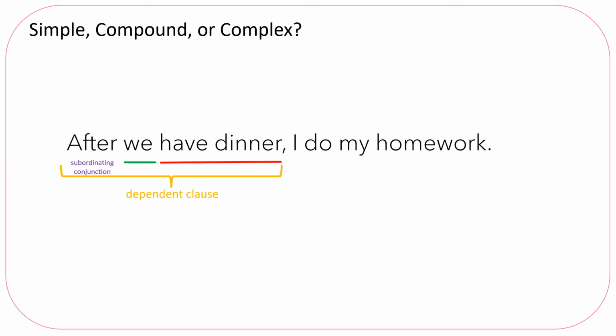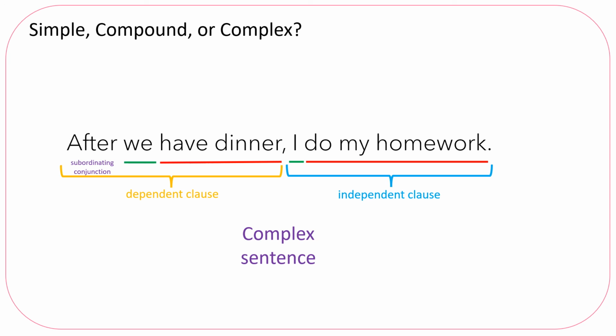We need an independent clause if this is going to be a correct sentence. Do we have an independent clause? We have another subject and we have another predicate. So yes, we do have an independent clause. So since we have a dependent clause and an independent clause, then this is a complex sentence.